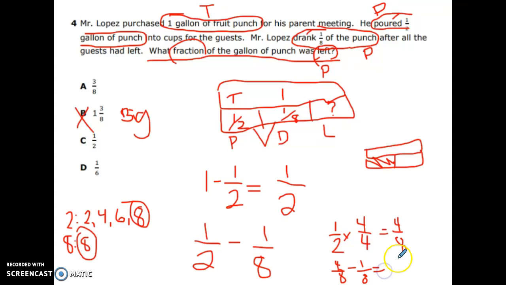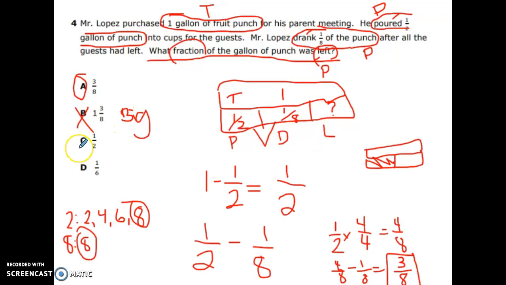4 parts, take away 1 part is 3 parts out of 8. I don't do anything to my denominators. 8 parts, take away 1 part, I'm still having 8 parts in my total. So then I look and I see that 3 out of 8 is my correct answer.